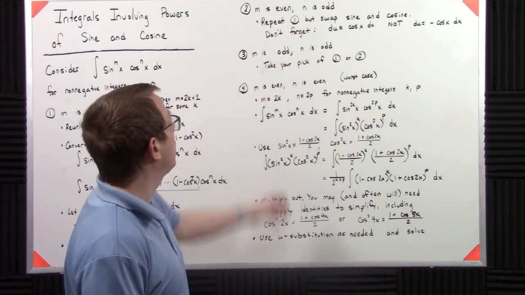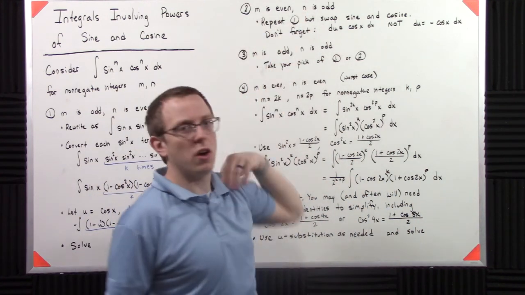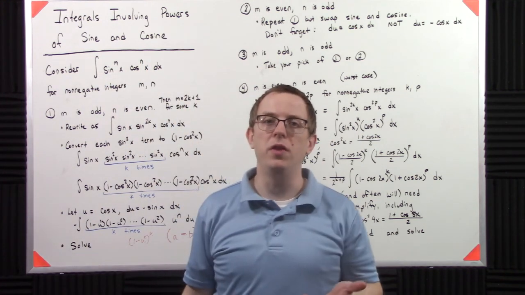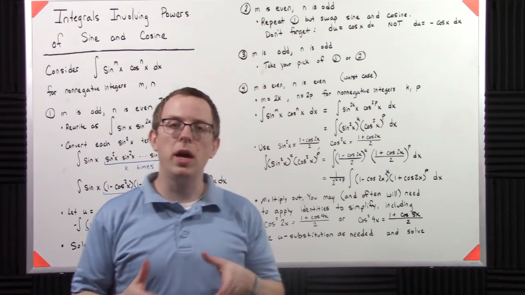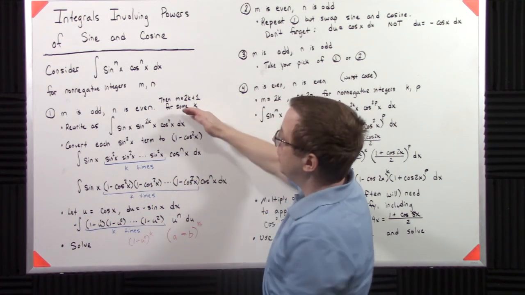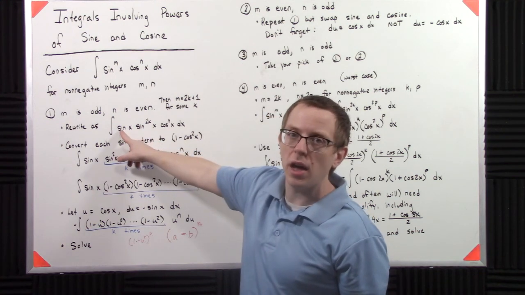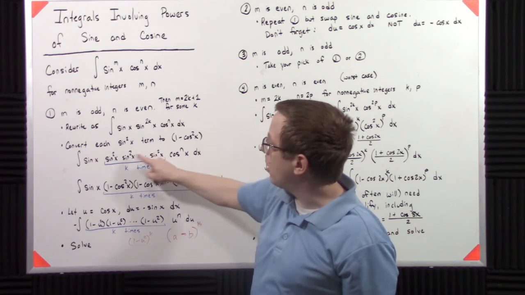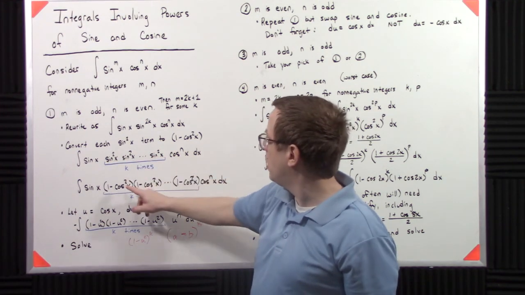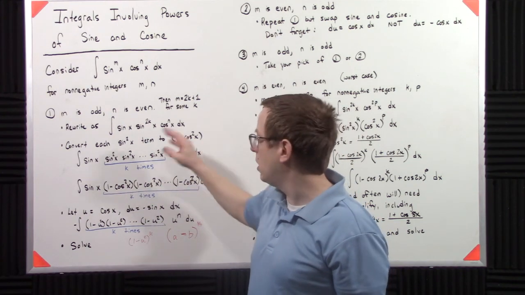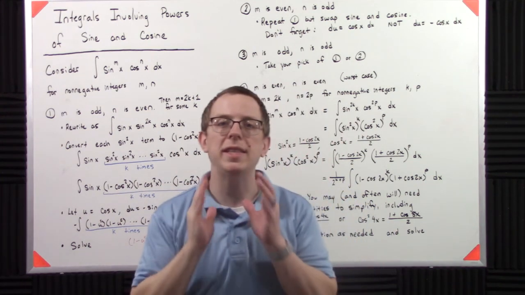So the next case is that m is even but n is odd. In this case it might be sine squared and cosine to the 5th. In that particular case you're going to follow this exact plan, but instead of splitting off a sine, you're going to split off a cosine. And instead of a bunch of sine squareds, you're going to have a bunch of cosine squareds, and instead of a bunch of 1 minus cosine squareds, a bunch of 1 minus sine squareds. And so on. It's really the exact same process.